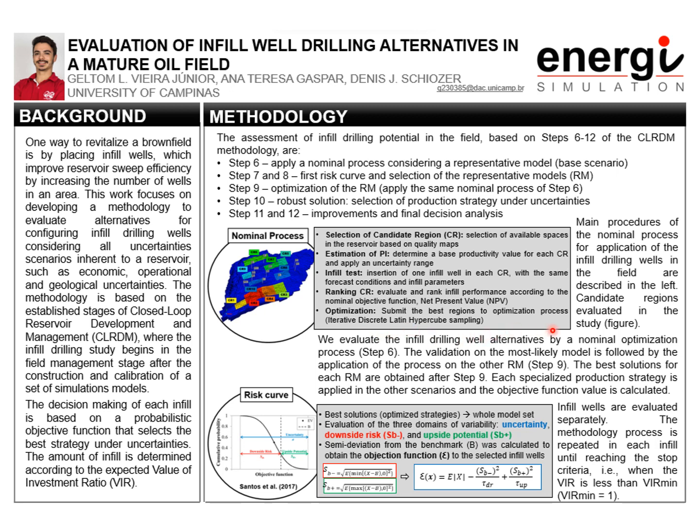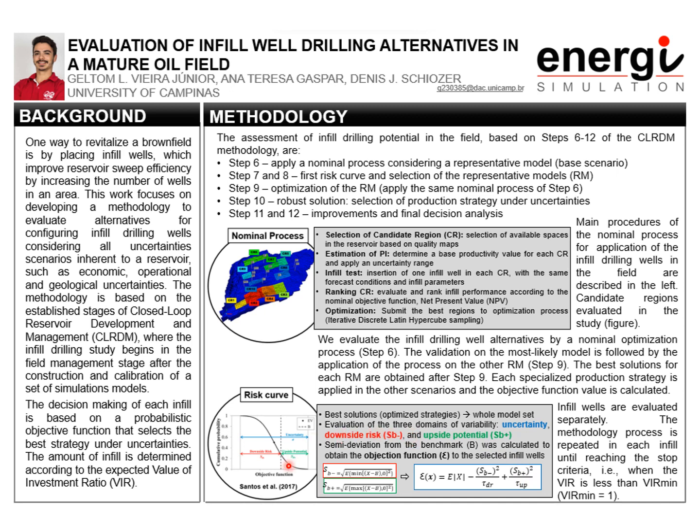So this nominal process we apply in step 6 and step 9. For each representative model we have a best solution, and after that we apply it to the other scenarios, and the objective function value is calculated. This objective function is the epsilon function in this red square. Here we have the expected value, the downside risk, and the upside potential.